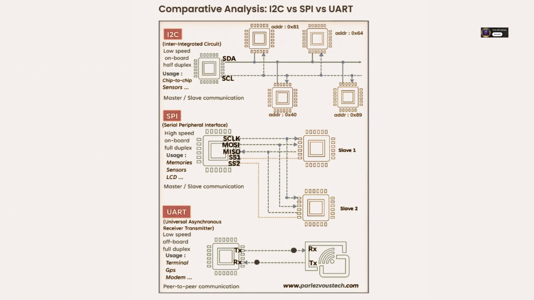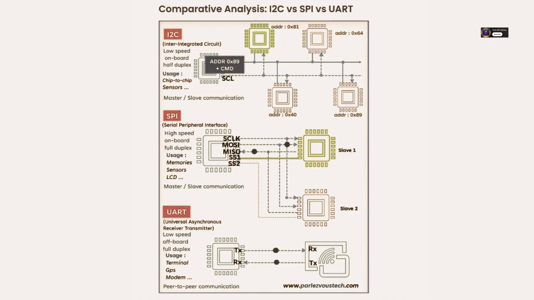In connecting multiple devices, SPI handles 1 master talking to many slaves, but remember, each slave needs its own CS line, so it can get pin-intensive. I²C is really good for having multiple masters and multiple slaves all on the same 2 wires, using addresses to pick who talks. UART is mainly point-to-point. 1 master, 1 slave, typically.